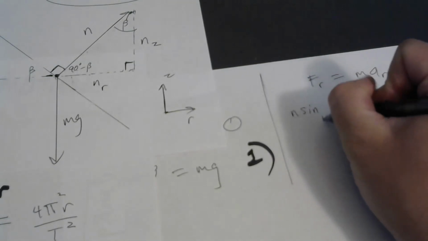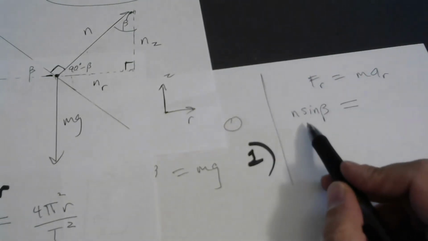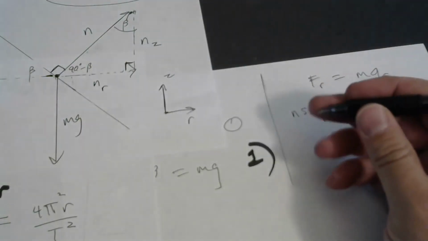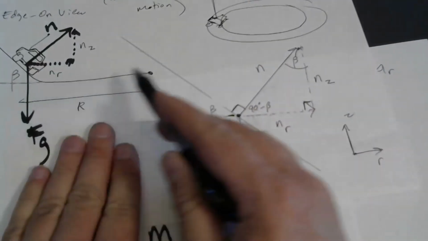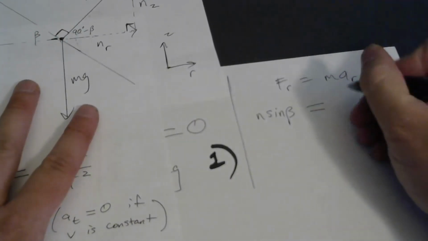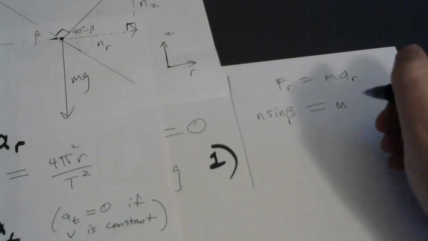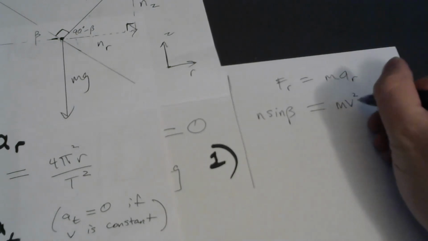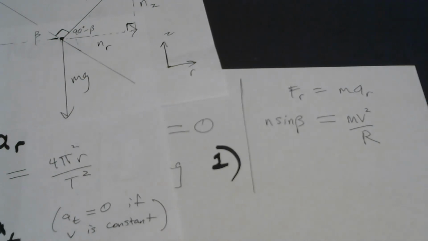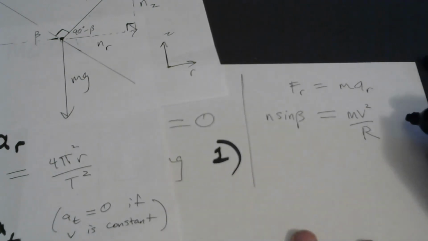N sine beta equals, now do I need to give that a plus sign or a minus sign? It's directed this way, which is towards the center of the circle. So it gets the plus sign. And since, just as with the previous problem, flat roadway, I'm interested in the max speed you can drive, or actually, it's going to turn out the only speed at which you can drive to stay in the circle. That means I want to use the formula for a that has a v in it. I'd like to know what v is. m v squared over r. And I will call this equation 2.